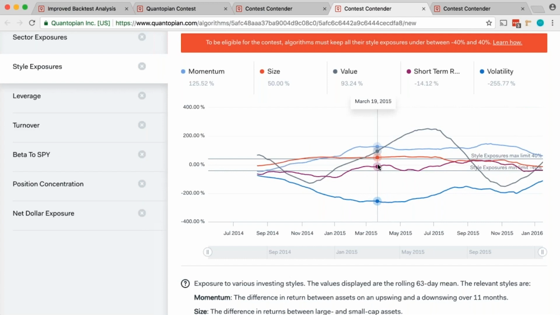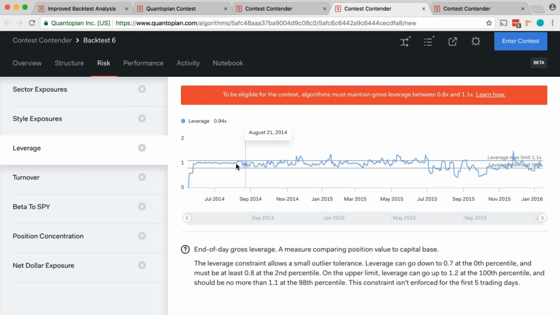The other two, which are size and short-term reversal, which you can think of as a variant on mean reversion, seem to be within the bounds, but the other three are just more than I would like. Looking at leverage as well, it looks like my algorithm is controlling its leverage fairly well for maybe the first year of its life, but then it dips below the minimum leverage constraint out in 2015, and that's not great. So that's hurting me there, because as we can see, it says that to be eligible for the contest, I need to maintain a gross leverage between 0.8x and 1.1x.